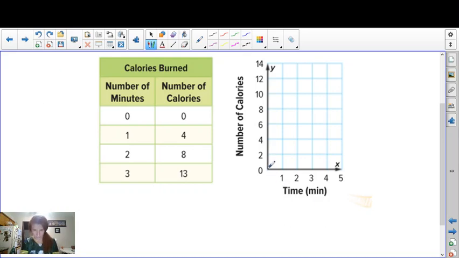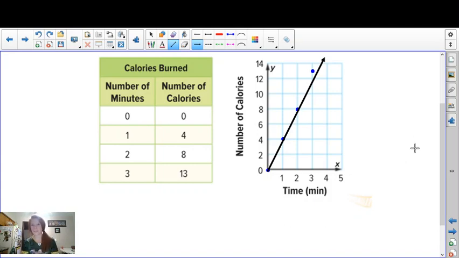And I start at 0, 0. Then I go 1, 4. Then I go 2, 8. And then 3, 13. And then again, I try and make my straight line. And whoa, hey, look at that. My line's straight, but that last dot's not on there. So is this proportional?